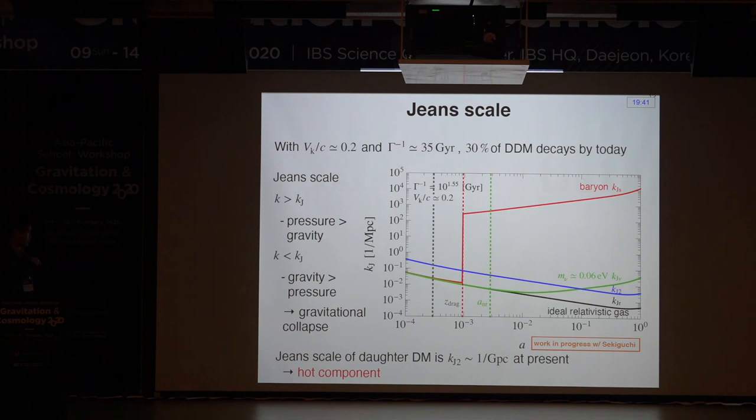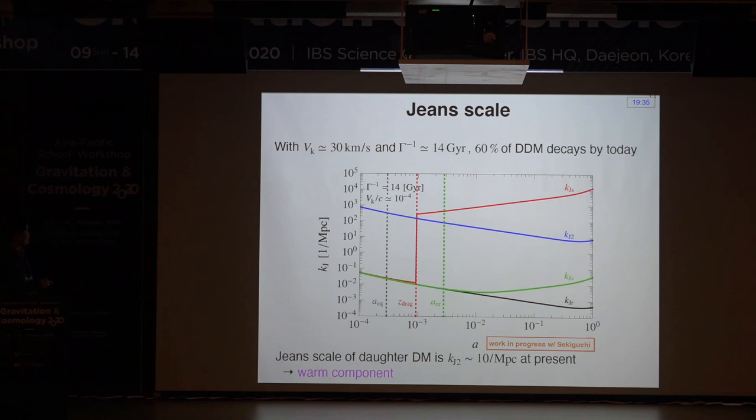But if you change this kick velocity a bit, so this kick velocity is very close to the speed of light, but if you take a smaller kick velocity, then the situation gets milder, because the Jeans wave number gets larger, so the length gets smaller. So in this case, the decaying dark matter only affects the small scales of structure of the universe and behaves as, say, a warm component of dark matter.